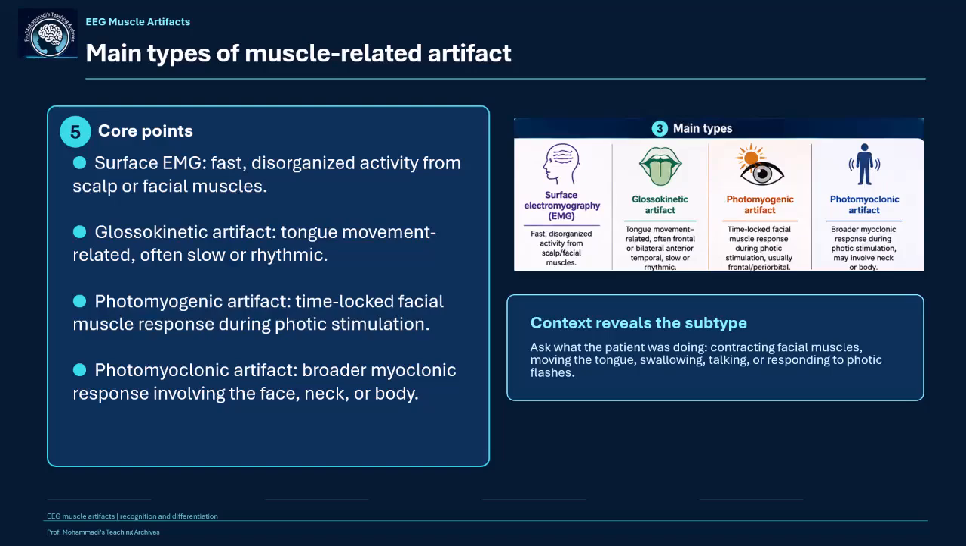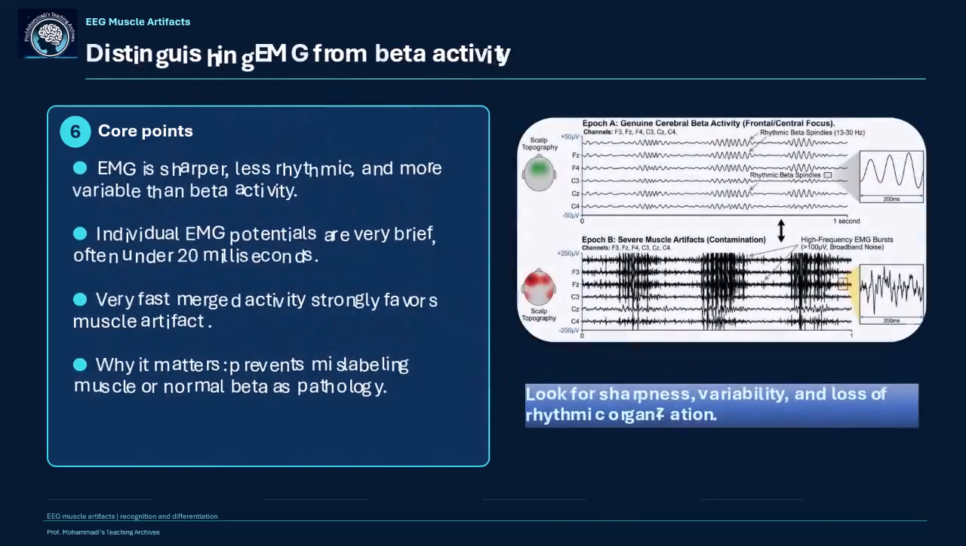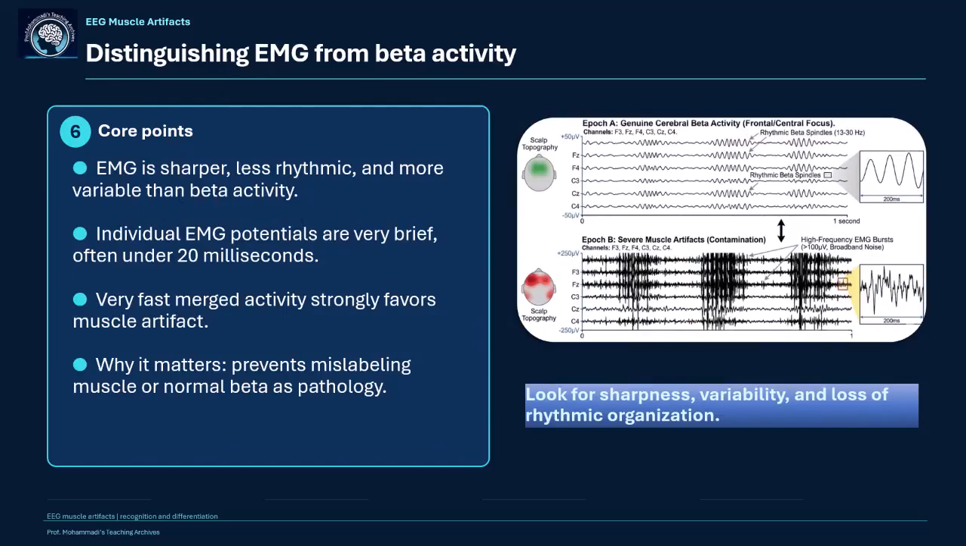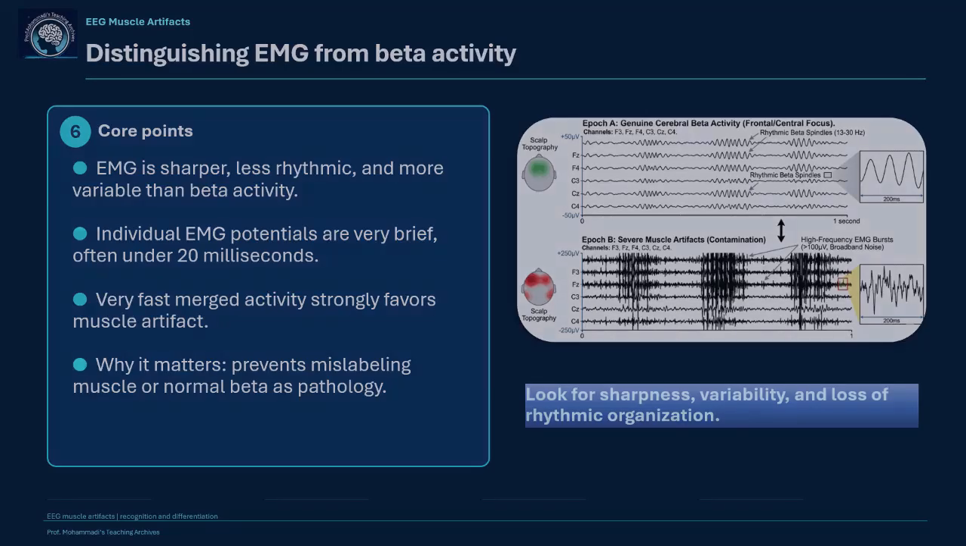When distinguishing EMG from beta activity, organization is very important. Beta activity is usually more rhythmic and structured, while EMG tends to be sharper, less rhythmic, and more variable. Individual EMG potentials are often extremely brief, sometimes under 20 milliseconds. If the activity becomes very fast, jagged, and merged into irregular bursts, muscle artifact becomes much more likely than physiologic beta activity.